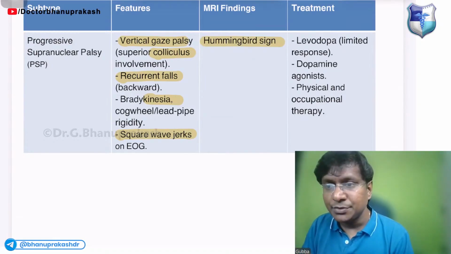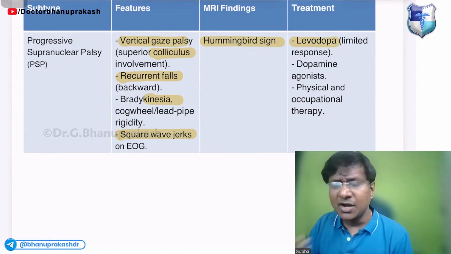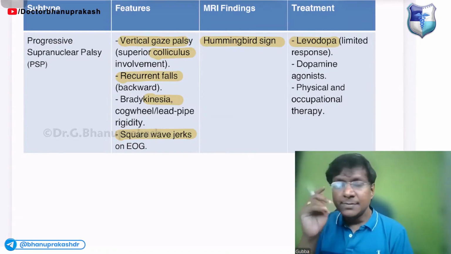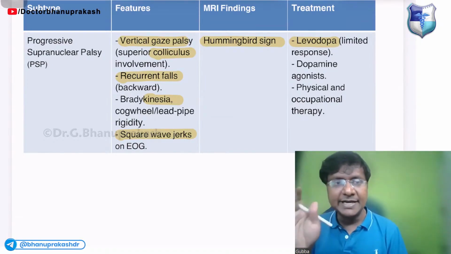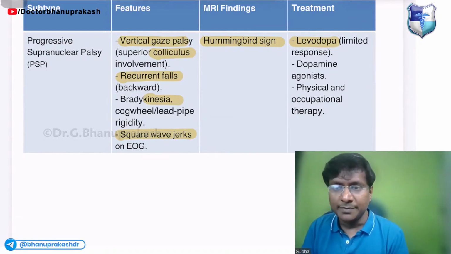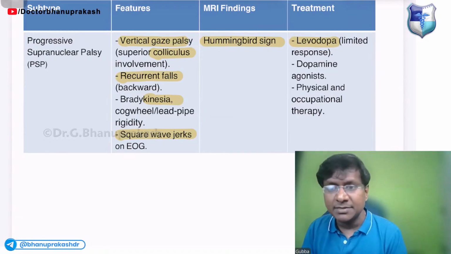What is the treatment? Whenever you give levodopa, they will have limited response. Along with levodopa, you need to add the other dopamine agonist as well. Along with that, physiotherapy is very important, that is, physical and occupational therapy. So progressive supranuclear palsy, immediately what should strike your brain? Superior collicular involvement causing vertical gaze palsy, hummingbird sign, square wave jerks. These are the things that should strike your brain.